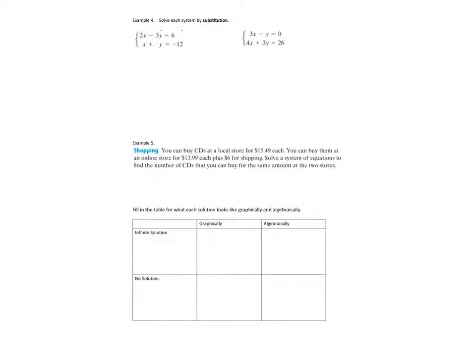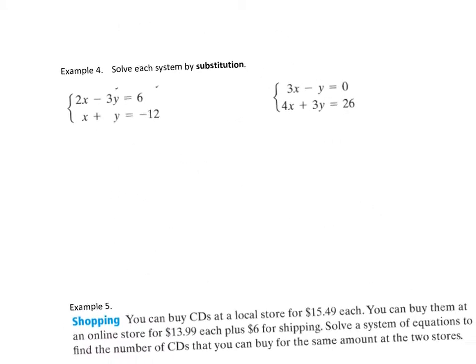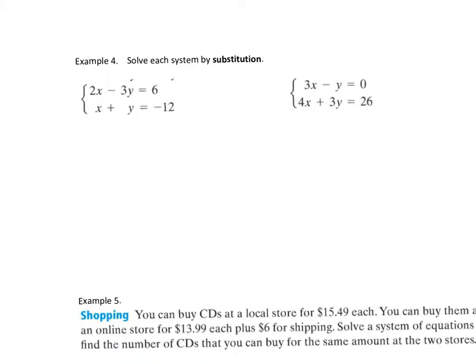Another way you can solve a system of equations is by substitution. Graphing is not always the best method because it can take a long time and you need to have graph paper. So to solve by substitution, what you want to do is solve for one of the variables.